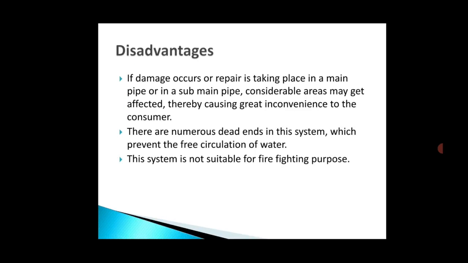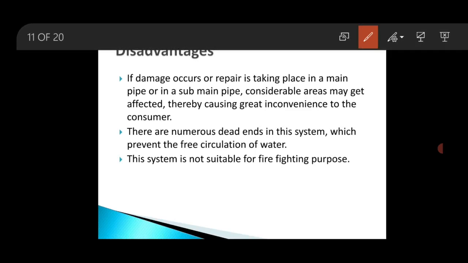So next we will discuss the disadvantages. In this method, water can reach a particular point only through one route. So any damage or repair in any pipeline will completely stop the water supply in that area which is being fed by that pipe. Therefore, if damage occurs or repair is taking place in a main or in a submain pipe, considerable areas may get affected.